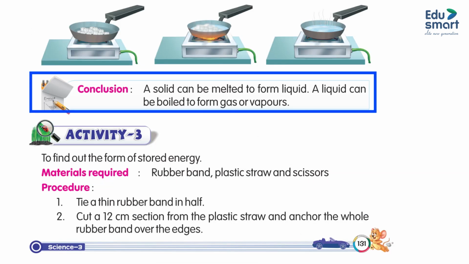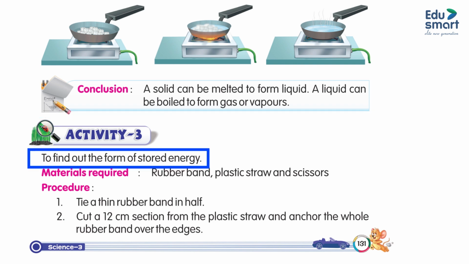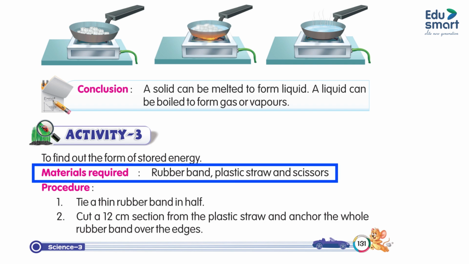Conclusion. A solid can be melted to form liquid. A liquid can be boiled to form gas or vapors. Activity 3. To find out the form of stored energy. Materials required. Rubber band, plastic straw and scissors.